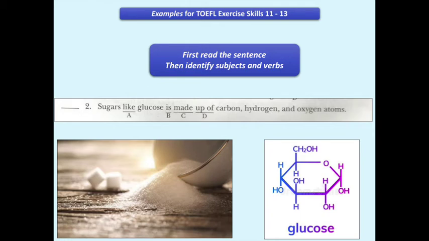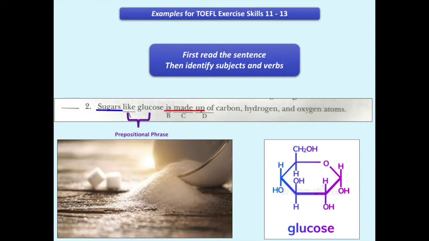Number 2, "Sugars, like glucose, is made up of carbon, hydrogen, and oxygen atoms." We have a subject, sugars, and then a prepositional phrase, like glucose. Glucose is the object of the preposition, so it is not a subject. Then there's a verb, is made up.